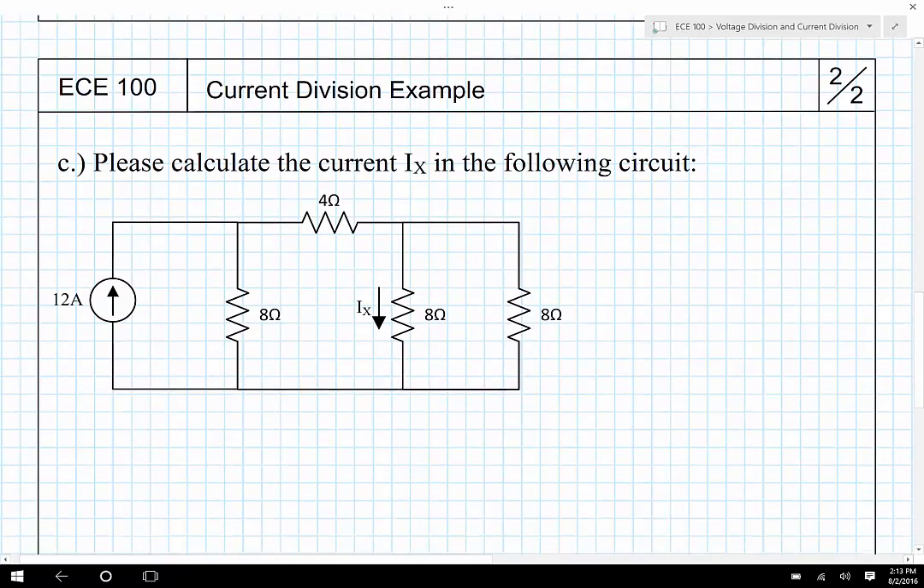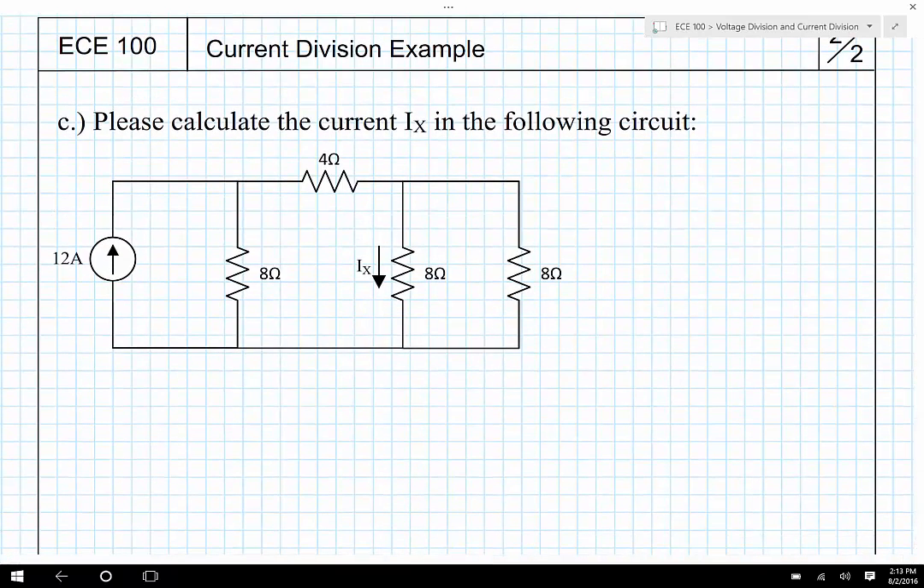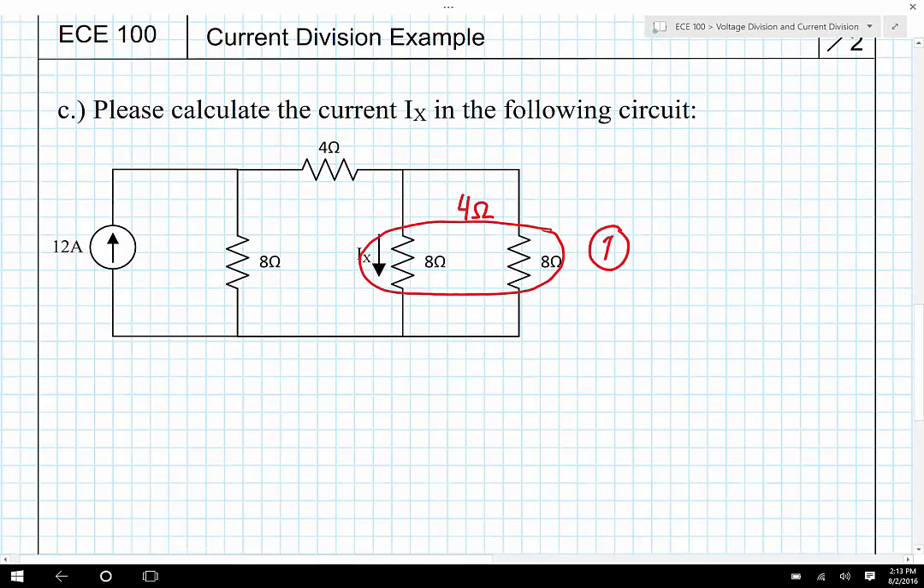Okay, let's calculate the current I sub X in this circuit. I sub X is kind of in the middle of a pretty big conglomeration of resistors. The very first thing that I'm going to do is redraw the circuit by combining these 2 resistors in parallel. Because they're equal resistors, I don't even have to do the equation. The equivalent resistance will be half of the original resistance. That'll be 4 ohms. So let me go ahead and redraw the circuit.